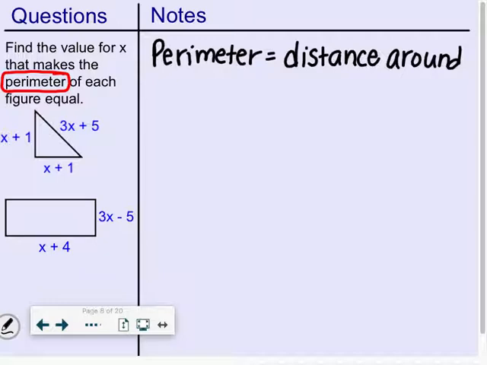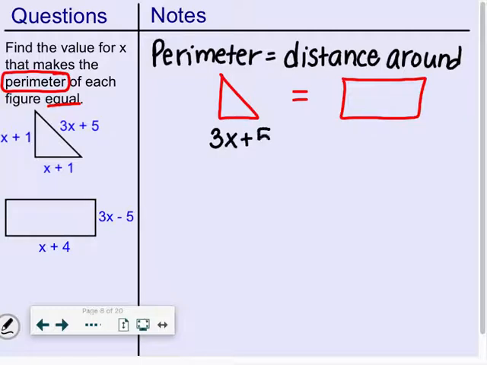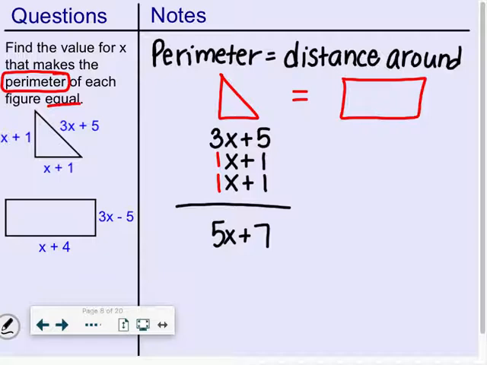Well, my first shape is the triangle, and my second one is the rectangle, and we're trying to get the perimeters to be equal to each other. So here's what I'm going to do. I'm going to add the perimeter of the triangle, and I prefer to add it like this. There are 3 sides. I'm going to put 1s in front of these plain x's, so hopefully you can see that when you add together the perimeter of the triangle, you will get 5x plus 7. Now I'm going to do the same thing with the rectangle.